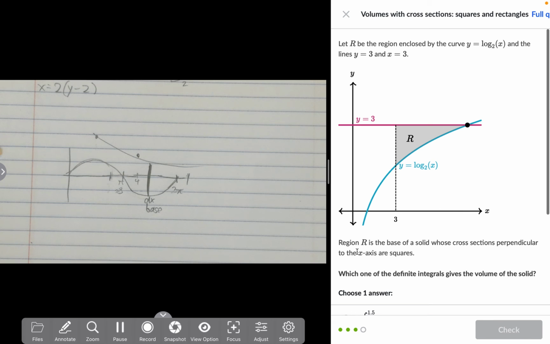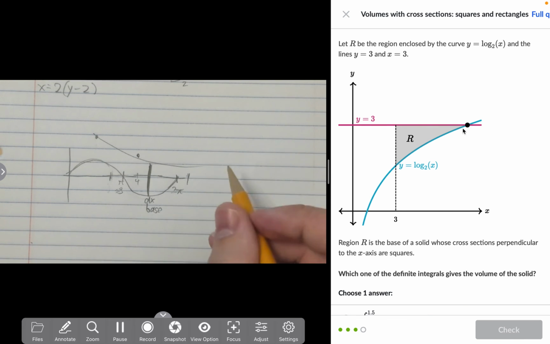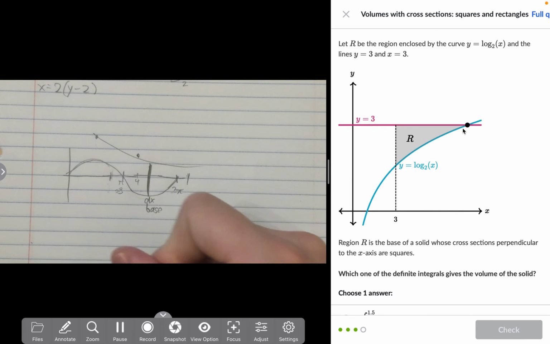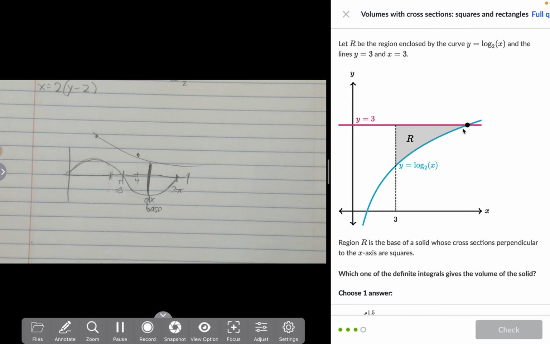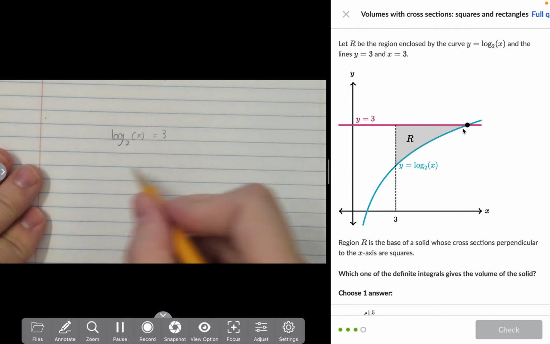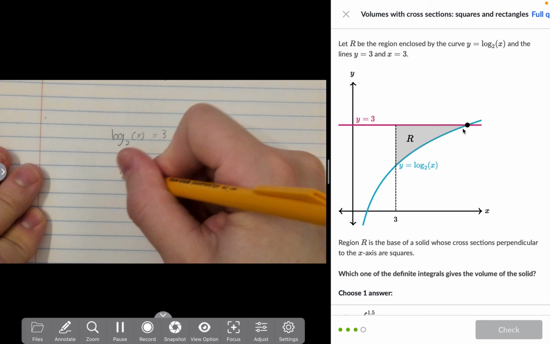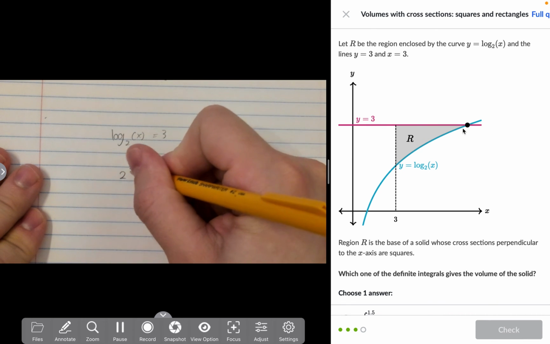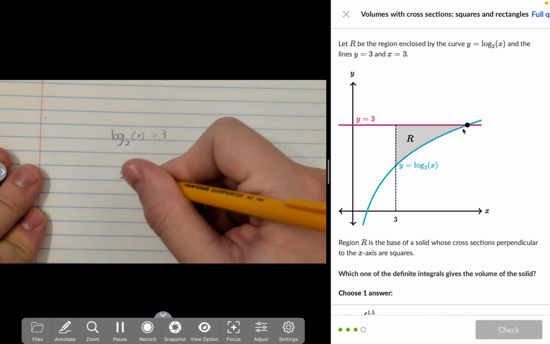Let's see here. This one were squares perpendicular to the x-axis. So it's going to be 3 minus that function, higher minus lower, perpendicular to the x-axis. And it's just going to be that squared from 3 to wherever these meet. And that's kind of the trick, is where do those two meet. So where is log base 2 of x equal to 3? Well, just remember, where log base 2 of x equals 3 means 2 is the base, 3 is the exponent, and that gives you what?